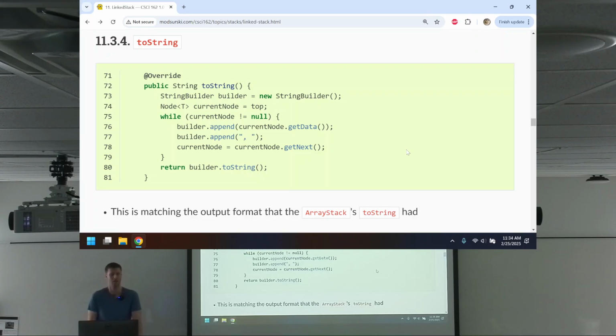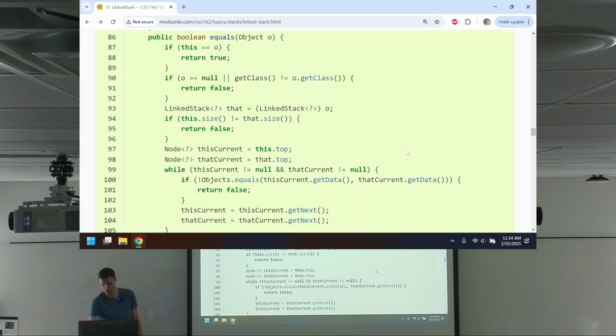ToString, same idea as the other one, create a stack, but remember with the array stack, the top was always at the other end, but I wanted it to be printed such that the top was at this end. We did that funny thing with the string builder where we kept adding to the front, such that the last thing would be at the front. Here we don't need to do that because the top is also at the front. So start at the front of the stack, which is also the top of the stack, and then keep going.